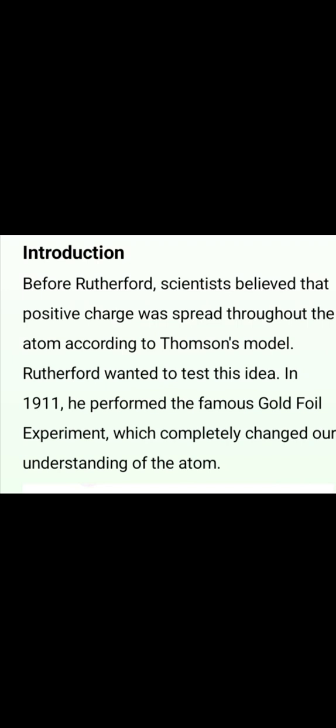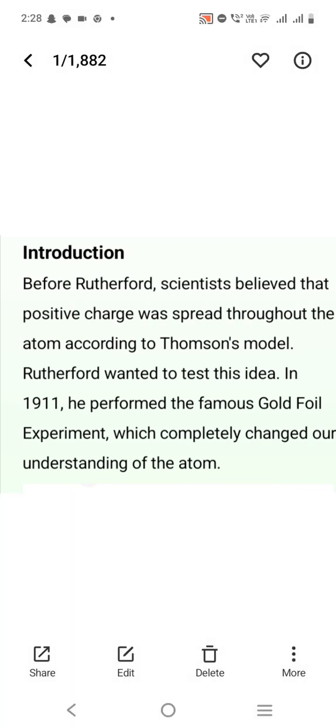Before Rutherford, scientists believed, for example J.J. Thomson thought, that positive charge was spread throughout the atom, but this theory was proved wrong according to the Rutherford atomic model. Rutherford wanted to test this idea. In 1911, he performed the famous gold foil experiment. Why is it called the gold foil experiment? Because a gold foil was used. That's why its name is the gold foil experiment, which completely changed our understanding of the atom.